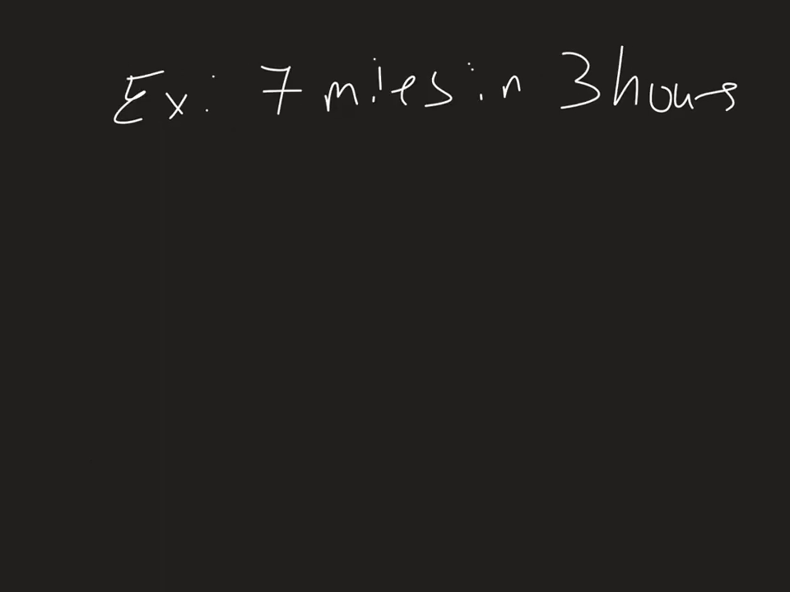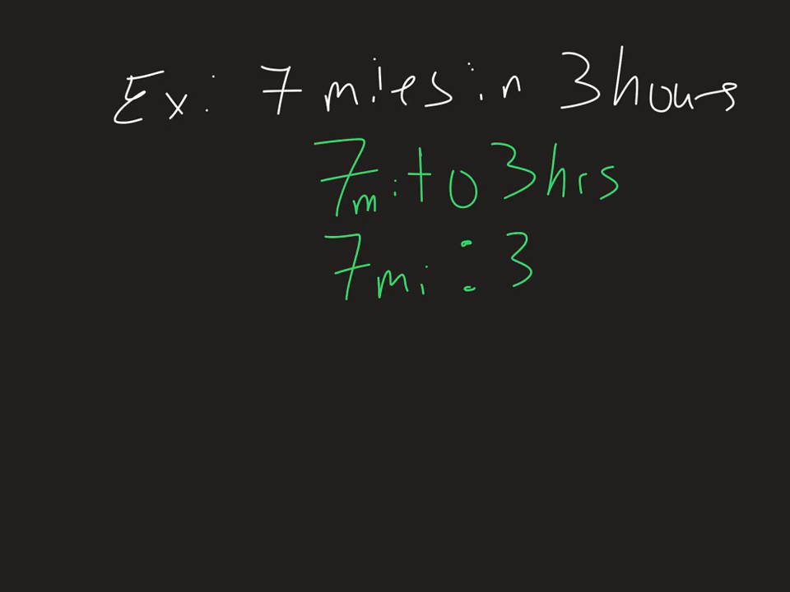Now, just one more example to kind of drive the point home. We could be talking about miles per hour. So let's say I travel 7 miles in 3 hours. Well, we can write this simply as 7 to 3, well, miles to hours, I suppose would be worth noting there. Yeah, the units are very much important. We can also write this 7 miles using a colon to 3 hours. And likewise, we can use a fraction.